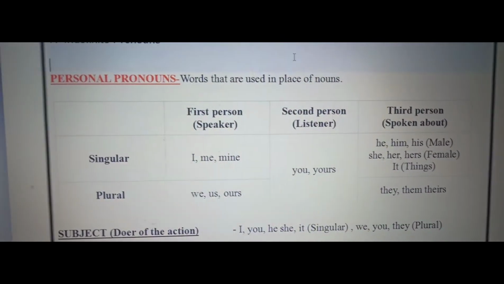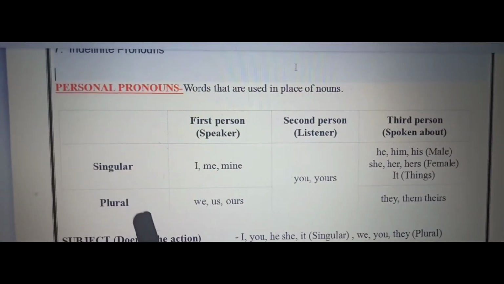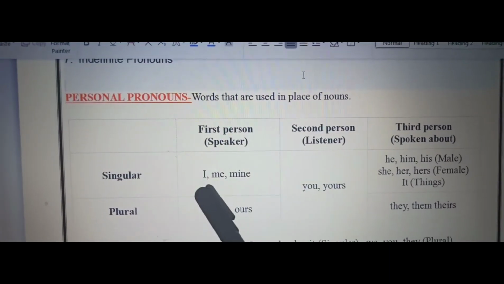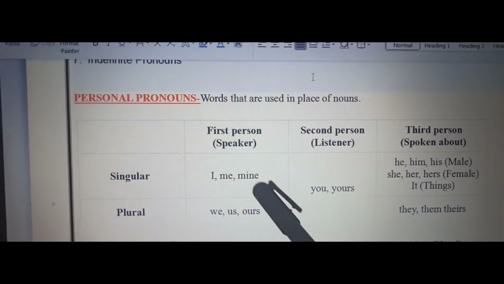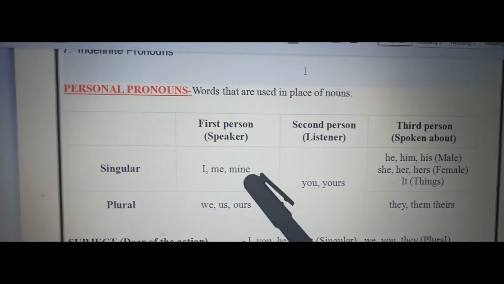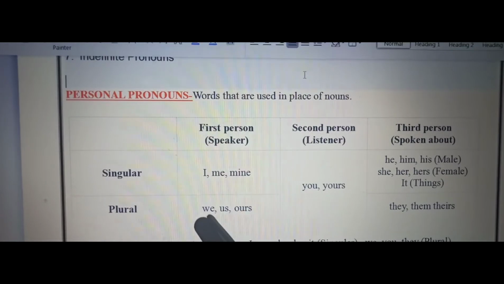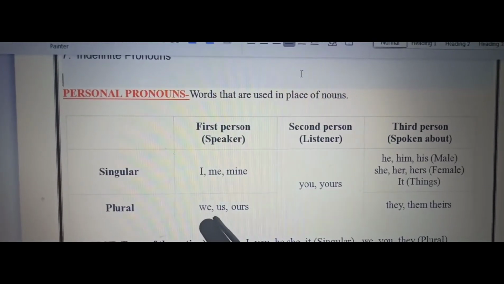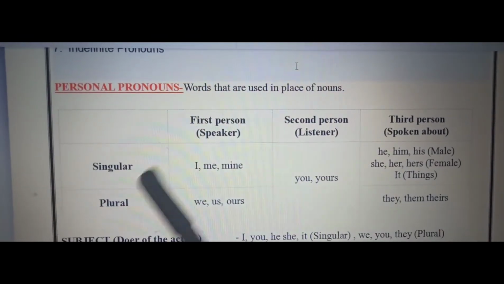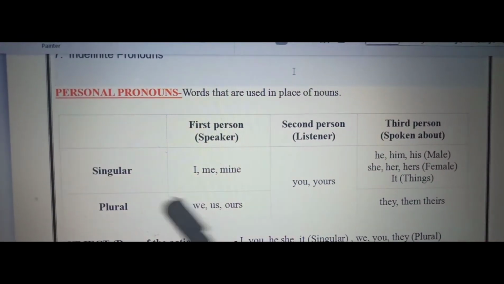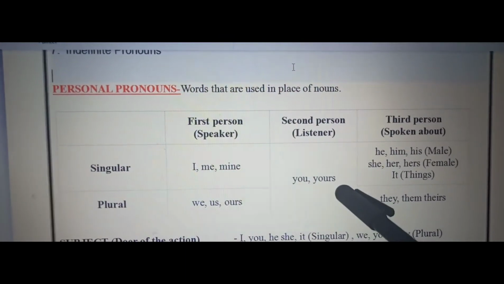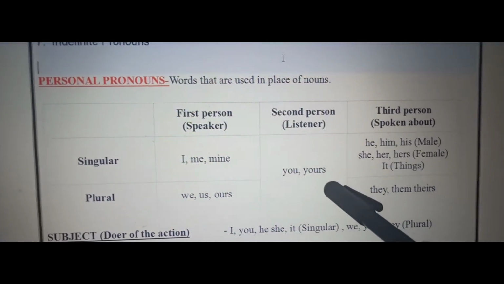Now we have singular and plural pronouns. When do we use them? With the first person in singular, when we are talking about one, we use the pronouns I, me and mine. In the first person plural we use the pronouns we, us, ours. And for the second person, whether singular or plural, we use these two pronouns, you and yours. These two pronouns are used for singular as well as for plural.